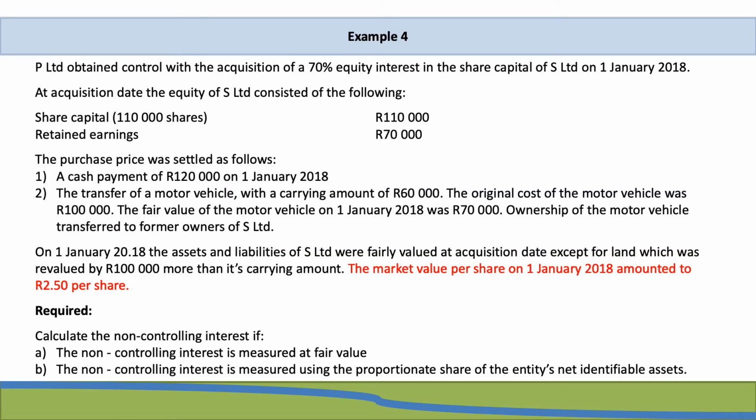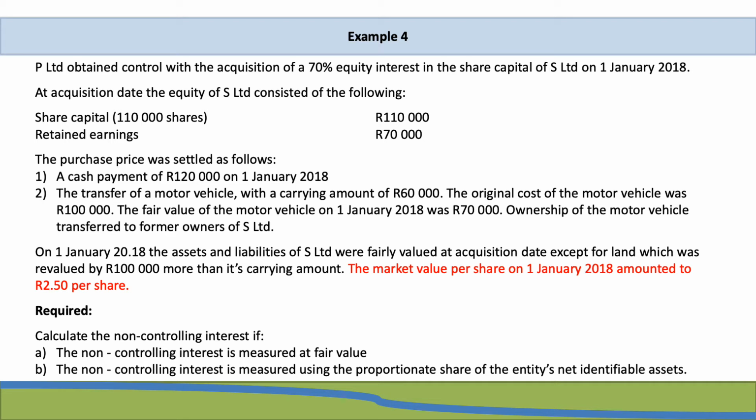So let's have a look at a quick example just to illustrate how the two different methods of calculating the NCI will work. So here we have P Limited, who obtained control with the acquisition of a 70% equity interest in the share capital of S Limited on 1 January 2018. At acquisition date, the equity of S Limited consisted of the following. We have share capital of 110,000, retained earnings of 70,000.